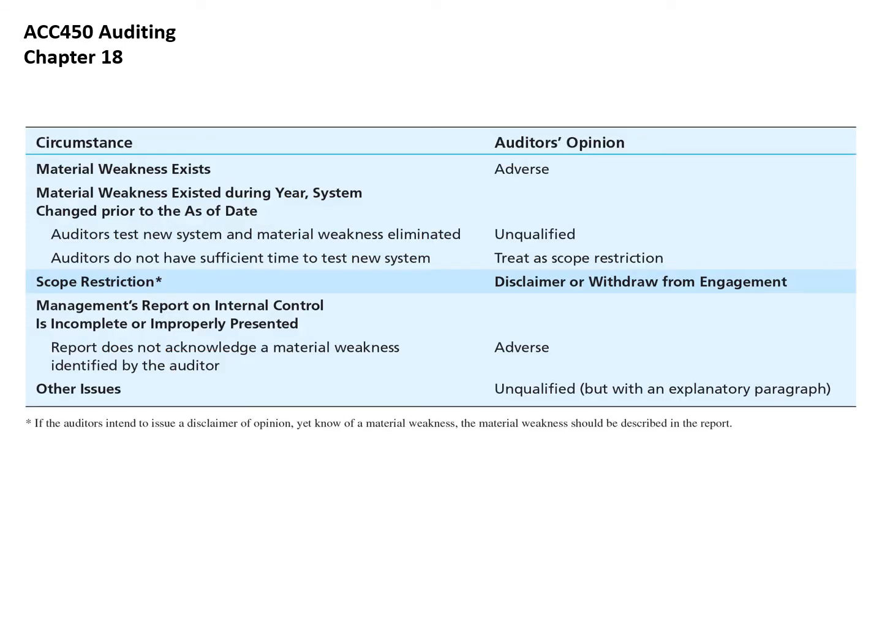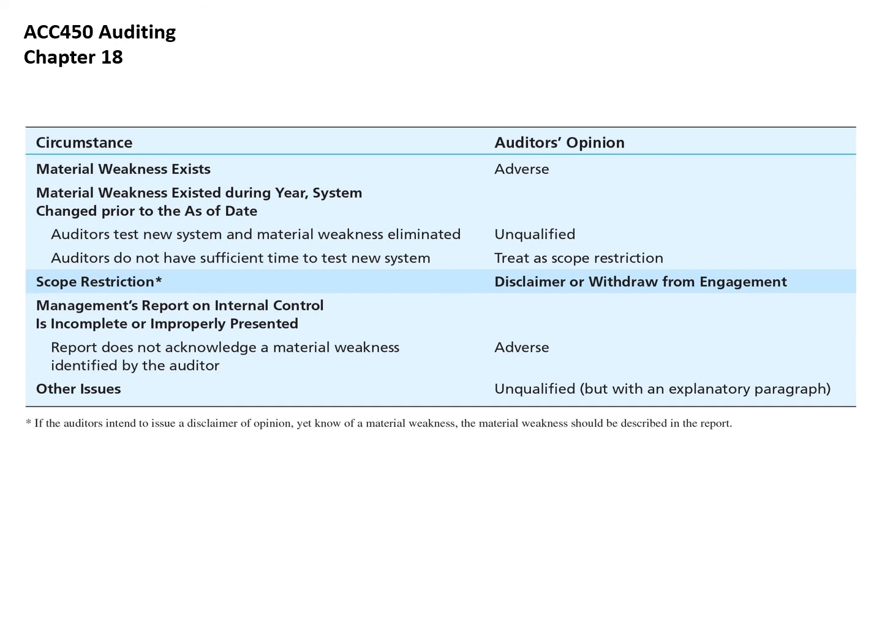So some of the items that, if we determine them, what that would result in for the opinion. If we find a material weakness, then we would give an adverse opinion. We would indicate that there was a problem, we'd specify that. If there was a material weakness during the year, but it was fixed as of the last date, the date that it's shown, then we would treat that as an unqualified opinion. If we've tested the new system and they've fixed it, then it would be a clean opinion. If we did not have sufficient time to test it, then we would have a scope restriction. So everything looked good except for this, which we weren't able to check.